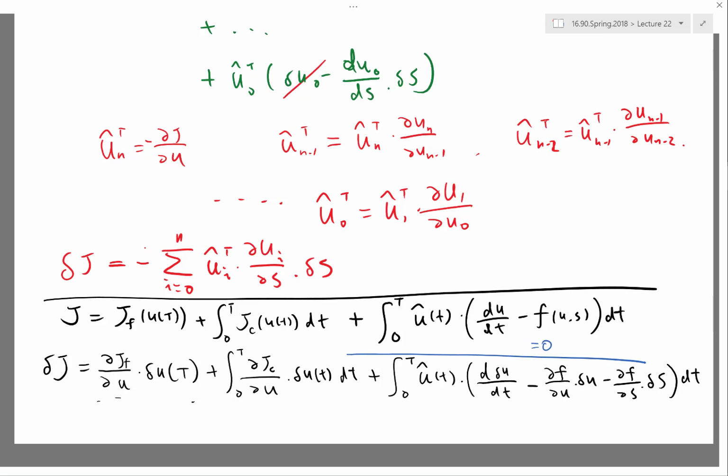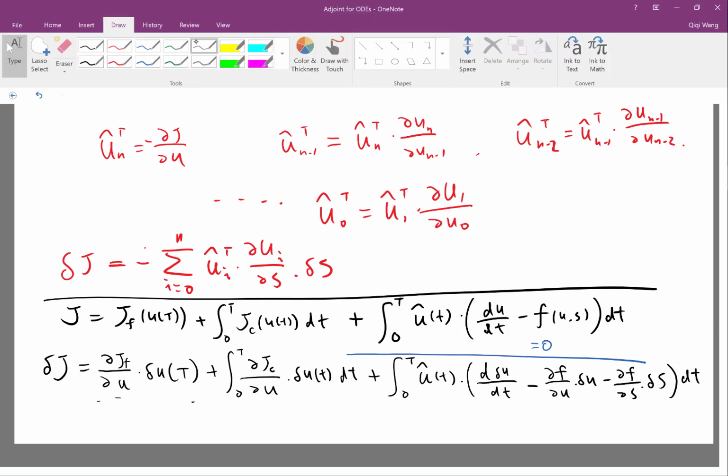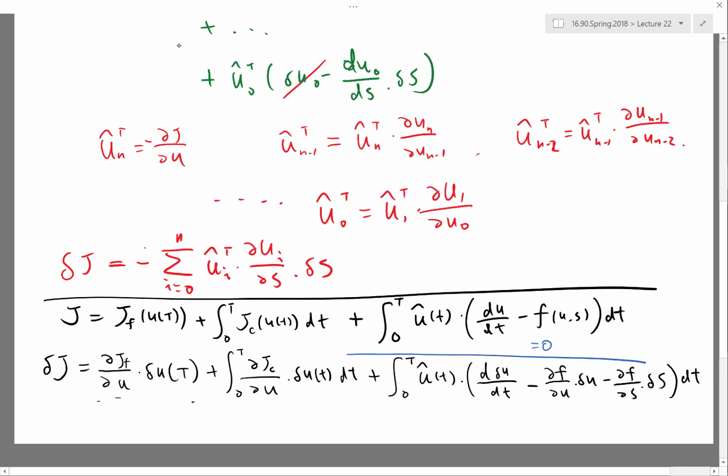Let's take a more specific example. Imagine du/dt equals minus s times u. Here is a parameterized differential equation, so f of u in this case equals minus s times u. If I want to compute df/ds, I should just get minus u, right?